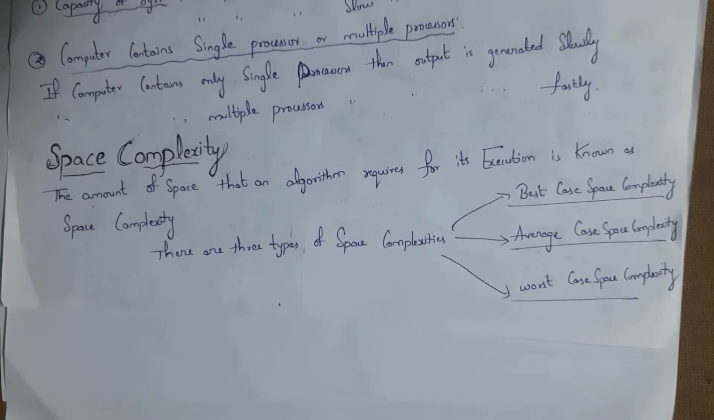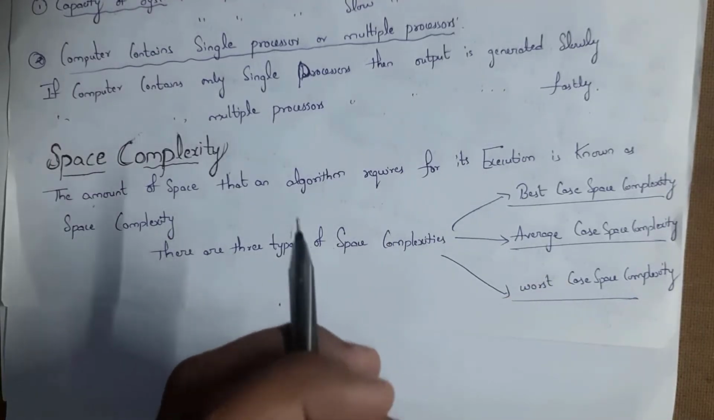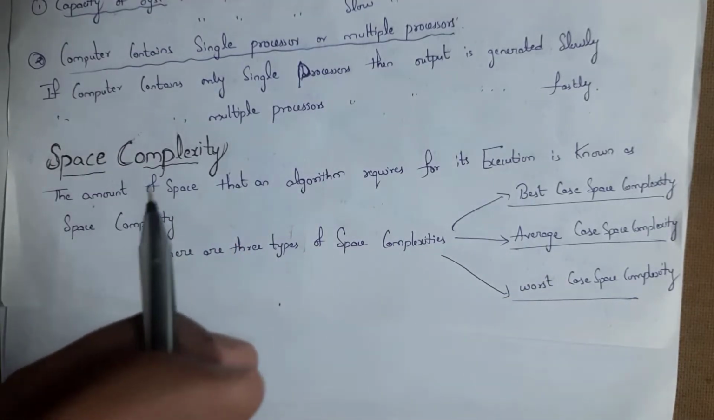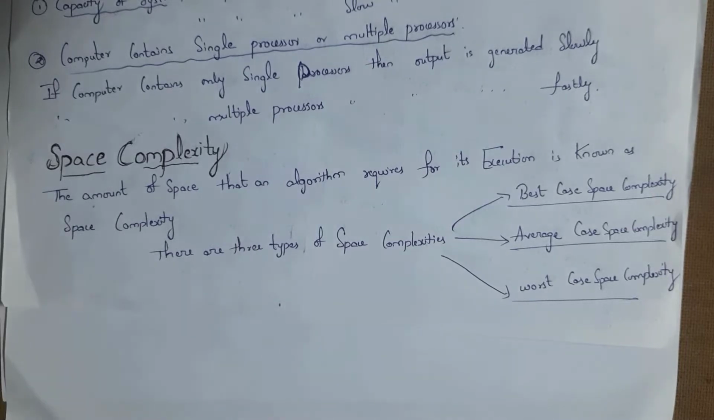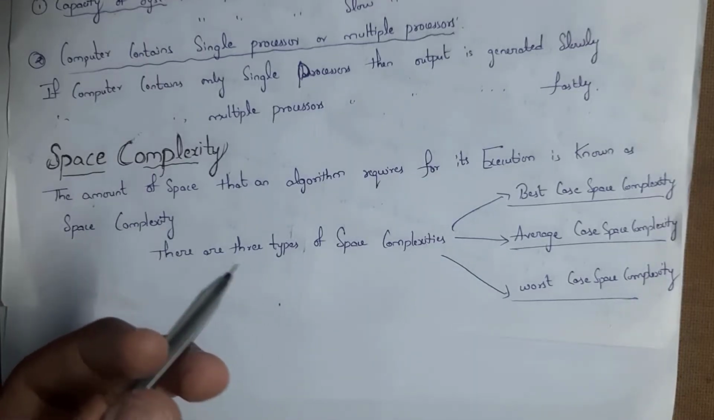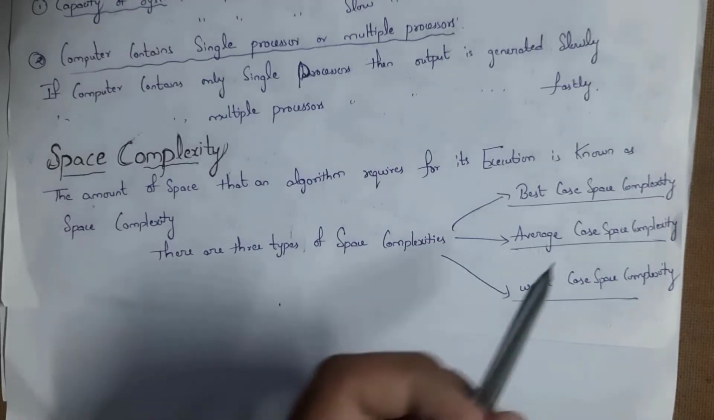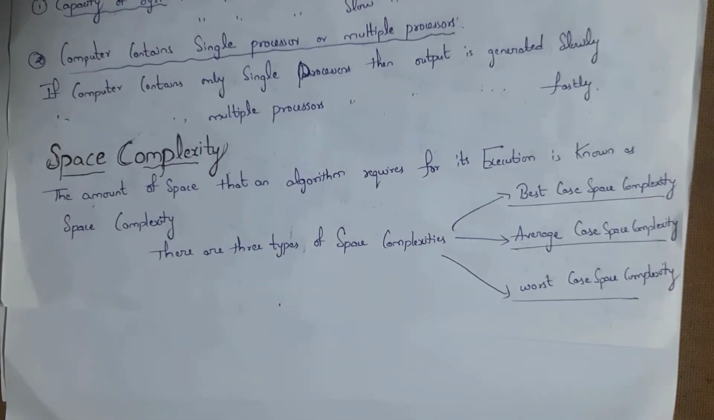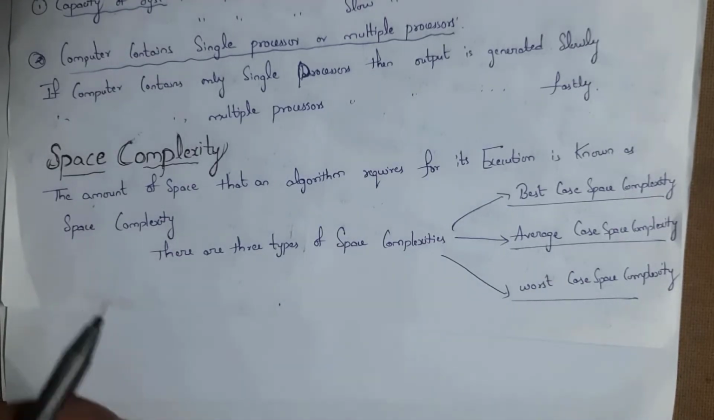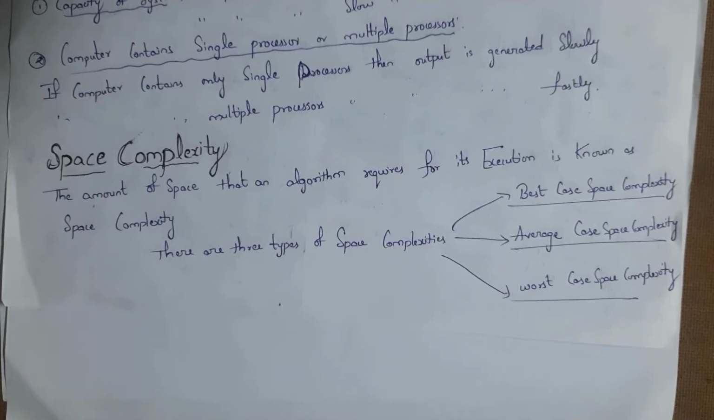If an algorithm requires less space, that is minimum amount of space for its execution, then it is known as best case space complexity. And if an algorithm requires average amount of space for its execution, then it is known as average case space complexity. And if an algorithm requires maximum amount of space for its execution, then it is known as worst case space complexity.